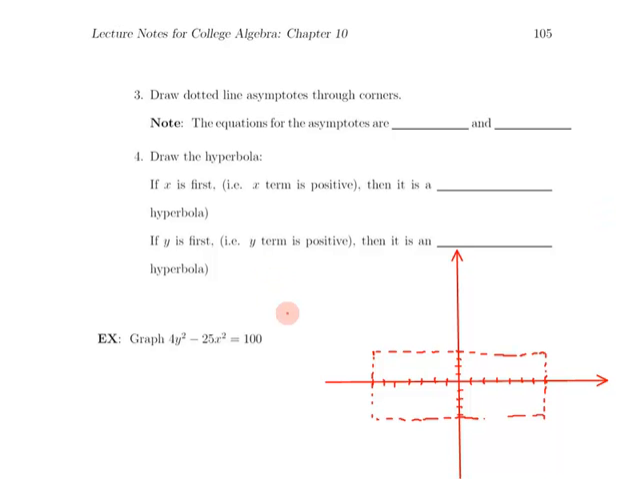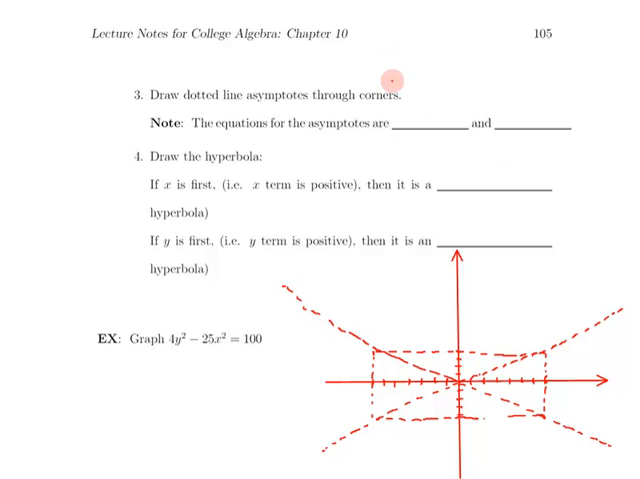So we put our graph down here. The next step, the third step, is to draw dotted line asymptotes through the corners. What that means is I'm going to draw some lines. I'm going to call them asymptotes. Asymptotes, in mathematics, are lines that the curve gets close to but never crosses. So all I'm doing is drawing straight lines that go through the diagonals, or that are the diagonals.